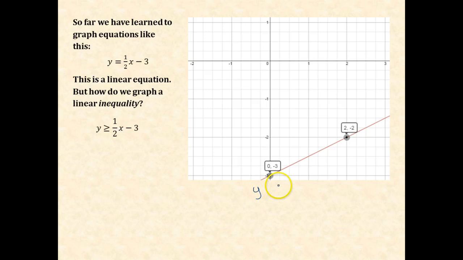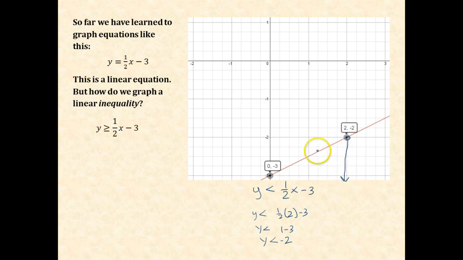Well, what about if it was y is less than 1/2 x minus 3? How is that different? Now, for every x value, we think about our y value as being less than, or below, this line. So if we were to plug in the x value of 2, y is less than 1/2 of 2 minus 3. y is less than 1 minus 3. So y is less than -2. Now, we're not including the line. We're just kind of skipping the point on the line and then counting everything below it.